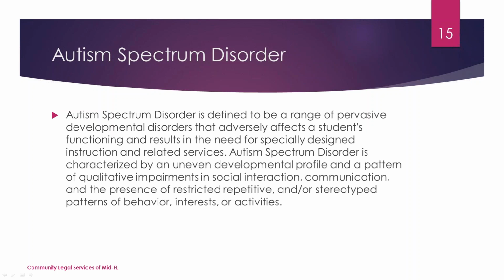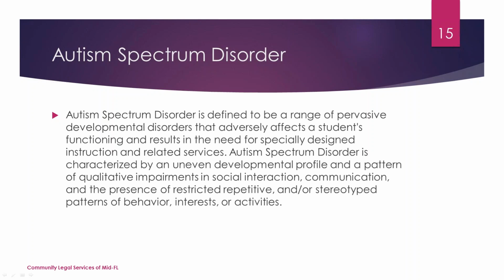Autism spectrum disorder. I think a lot of us know about this. This is a huge box in the state of Florida. I have seen an increase in identification under ASD when kids present with any kind of unknown neurological issue with symptoms that mimic ASD. So it's becoming a bigger and bigger box. It's defined as a range of pervasive developmental disorders. If you see PDD, or pervasive developmental disorder, in a child's file, typically that's a precursor to autism. They don't like to label small kids with autism, so they use PDD. Typically that will just segue into a diagnosis as ASD. And it adversely affects the student's functioning and results in the need for specially designed instruction and related services.